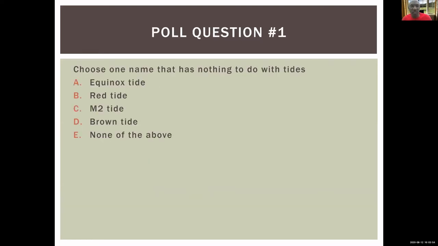So for me to understand where we are and how much you guys know about the tides, I invite everybody, I see Larry Swanson in this group here, so everybody can go into the poll question. Here is the poll question, and choose one that has nothing to do with tides. You're doing quite well. It's exciting. I see a lot of movement on the choices.